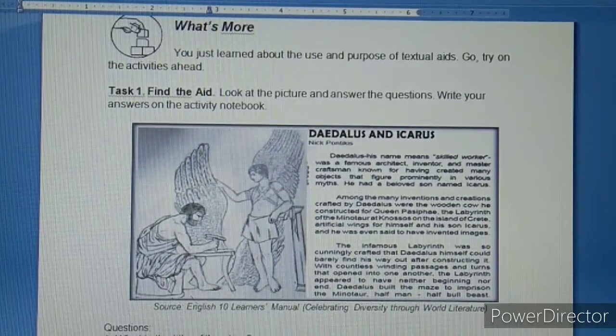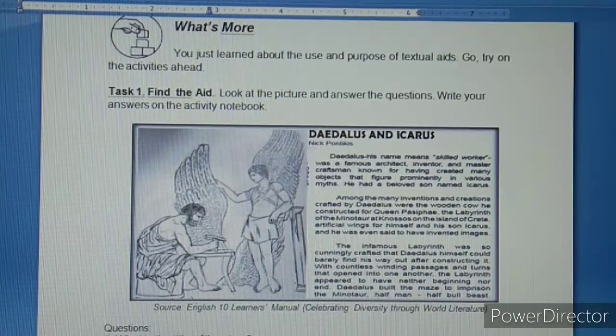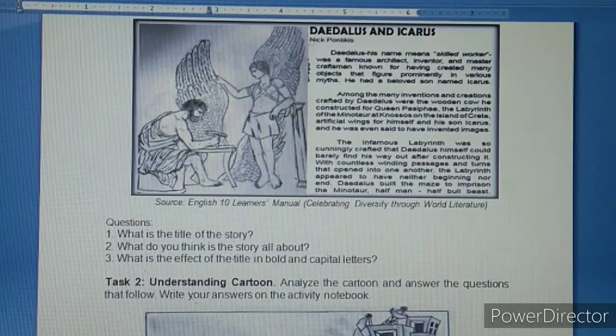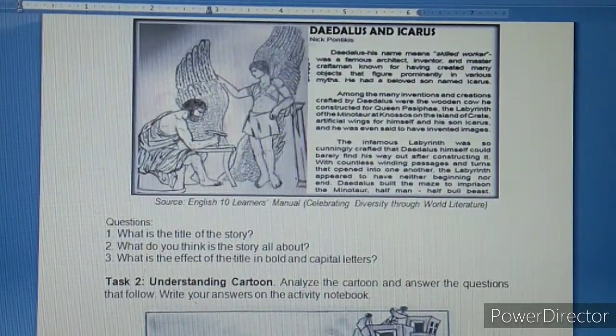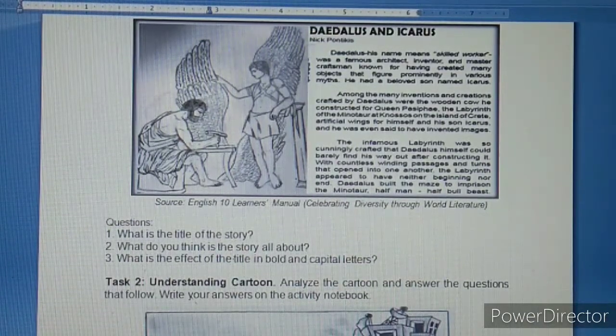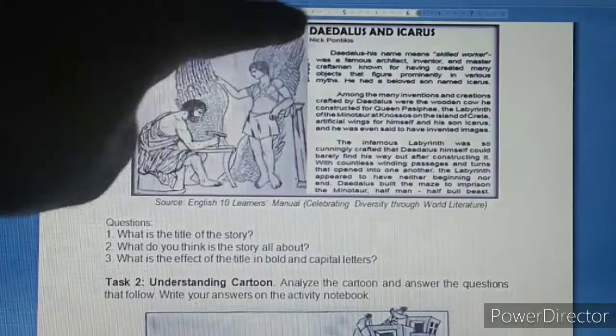So here is your activity. Task 1, find the aid. Look at the picture and answer the questions. Write your answers on your answer sheet. Question number 1. What is the title of the story? Of course, it is written there on top. It's Daedalus and Icarus. That's the answer for number 1. Now let's move on to number 2. What do you think the story is all about? For you to answer question number 2, you have to read the story.